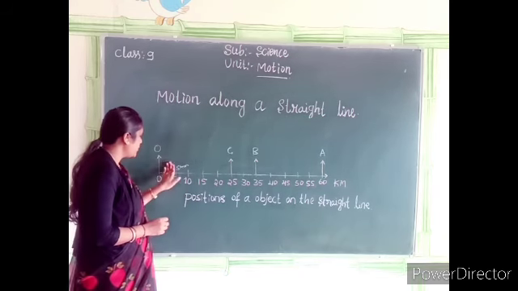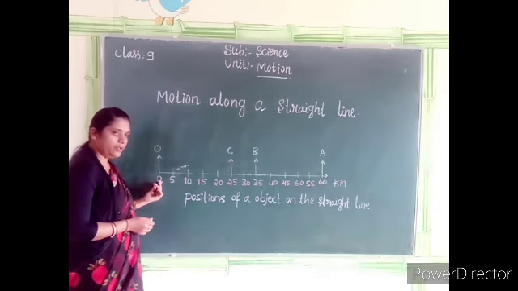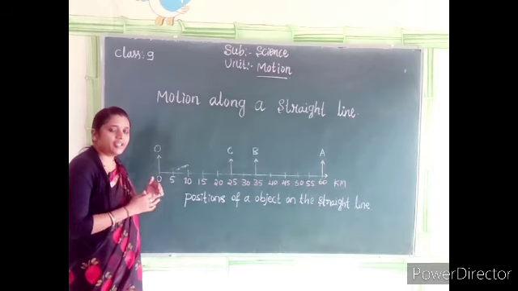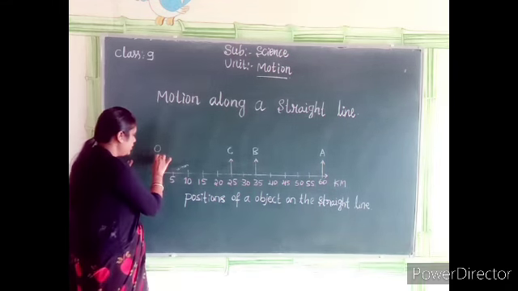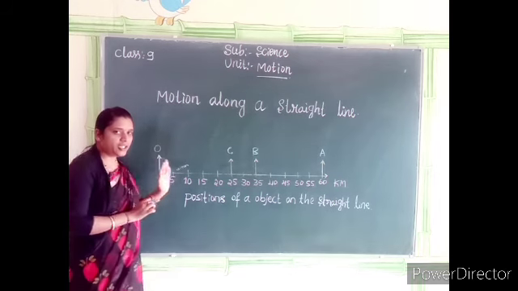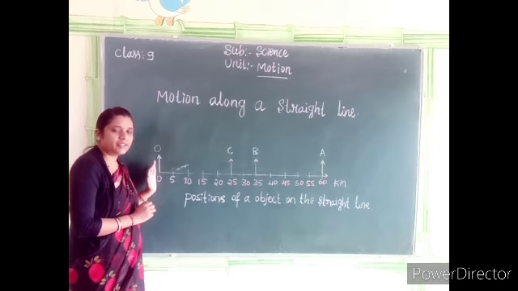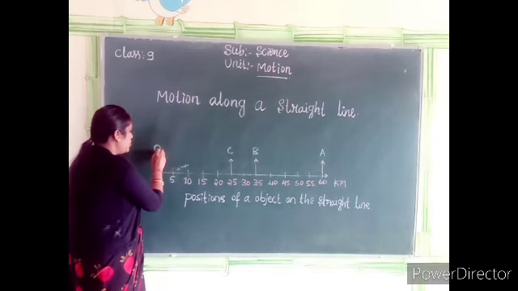Okay. So next, students, look here carefully. So 0. This is the position of the object initially. This is called the reference point. When the object starts its motion, so this is the initial point. This is the initial point or reference point. So O is the initial point.